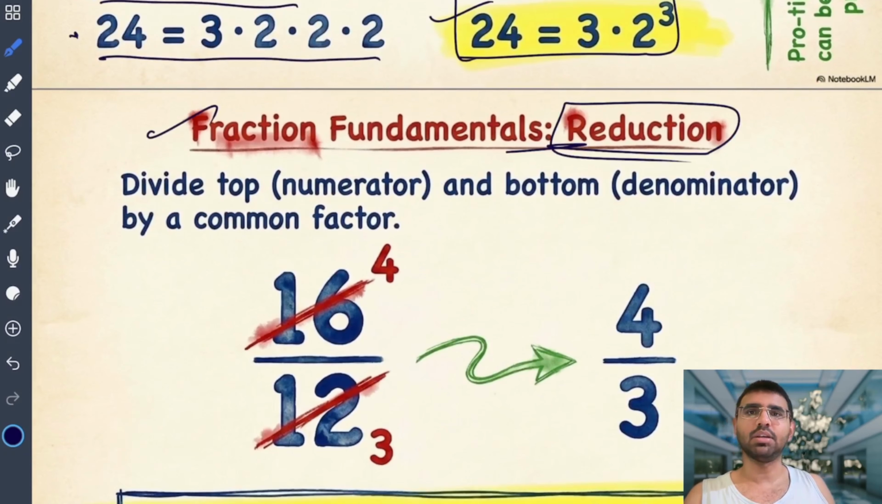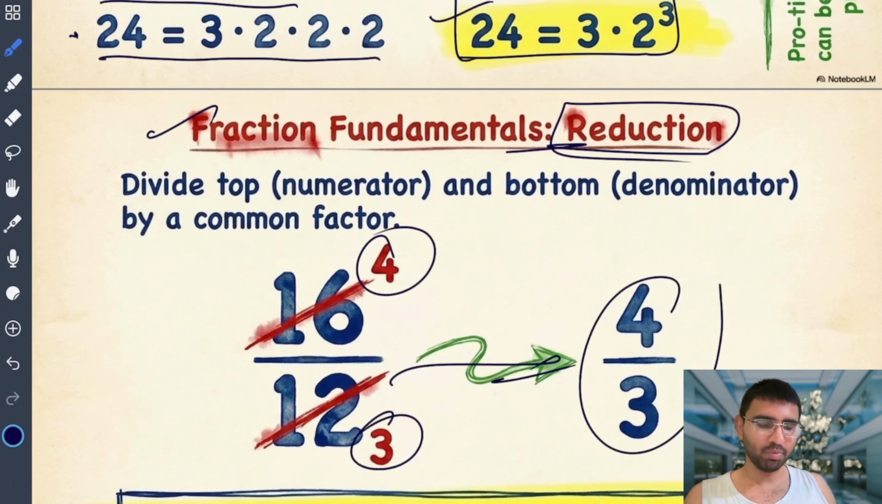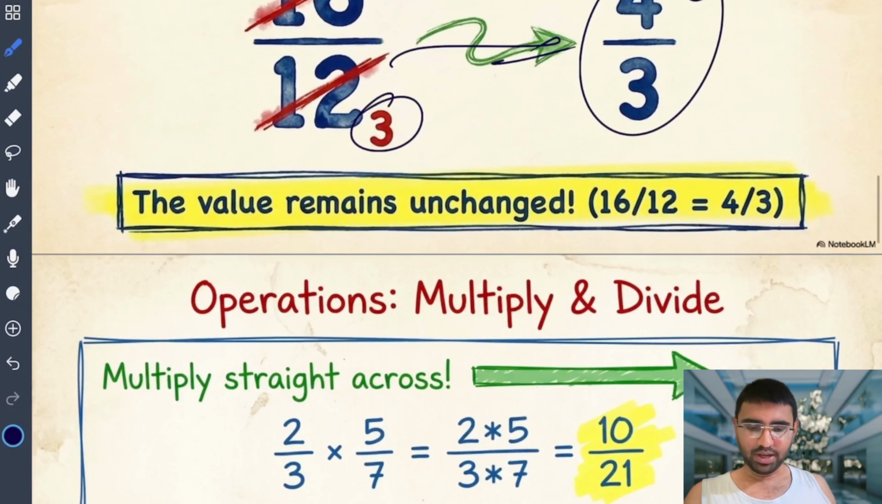First one is the reduction. We have to reduce the fraction given to us by dividing both denominator and numerator by some number. So divide top and bottom by a common factor. For example, in 16 by 12, we can divide it by 4. So 4 times 4 is 16 and 4 times 3 is 12. So it gives 4 by 3. So it is known as the reduction technique. And one thing is important: after reduction the value remains unchanged. 16 by 12 is equal to 4 by 3 because we have divided by a common factor. So the value of 16 by 12 and 4 by 3 is the same.